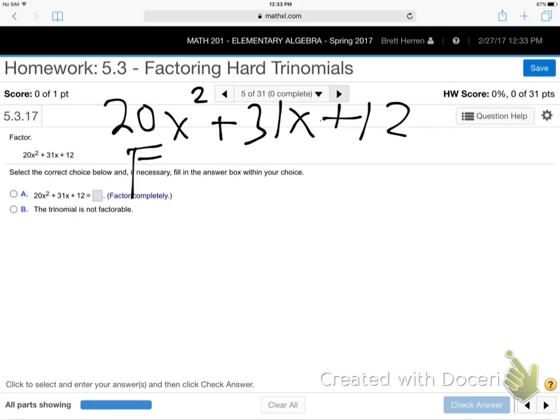So FOIL. Front times front to make 20. What times what makes 20? 5 and 4. They're closer to each other.